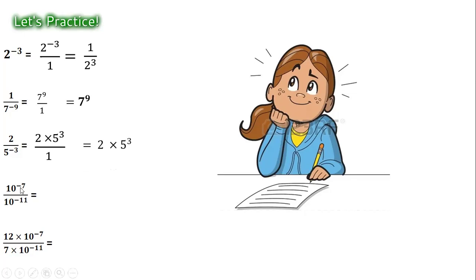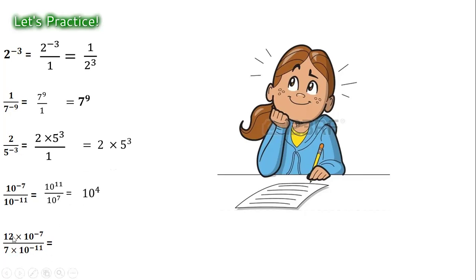Now, 10 to the power minus 7, I move it down. 10 to the power minus 11, I move it to the numerator. So it is 10 to the power 11 over 10 to the power 7. Here I apply the rule, same bases, different exponents. So it's 10 to the power 11 minus 7, which is 10 to the power 4.